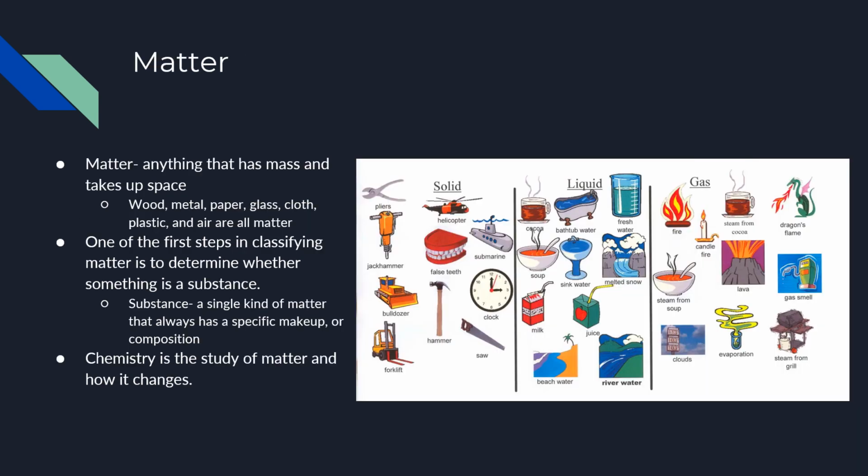All right, so matter. Matter is anything that has mass and takes up space. So wood, metal, paper, glass, cloth, plastic, and air are all matter. One of the first steps in classifying matter is to determine whether something is a substance. So a substance is a single kind of matter that always has a specific makeup or composition.